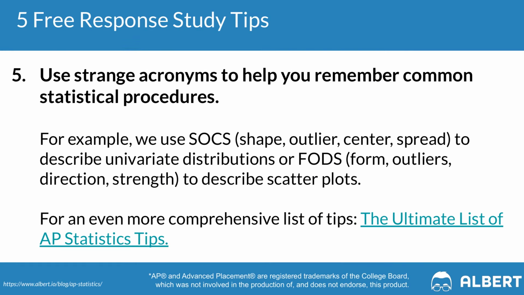Our fifth tip for you when it comes to the FRQs is to use strange acronyms to help you remember common statistical procedures. Here's an example. If you're describing univariate distributions, you might use an acronym such as SOCS, in which S stands for shape, O stands for outlier, C stands for center, and then S stands for spread. If you're learning scatter plots, you might use something like FODS. FODS stands for form, outlier, direction, and strength.